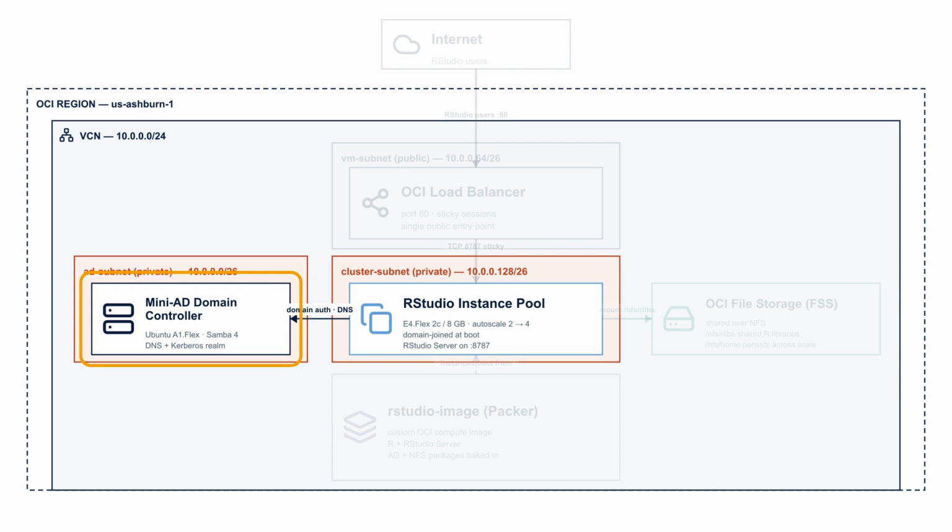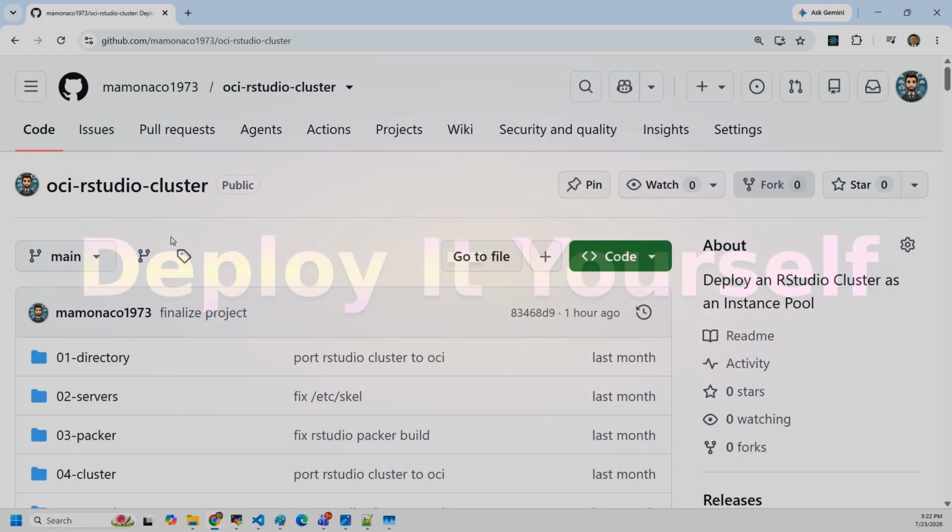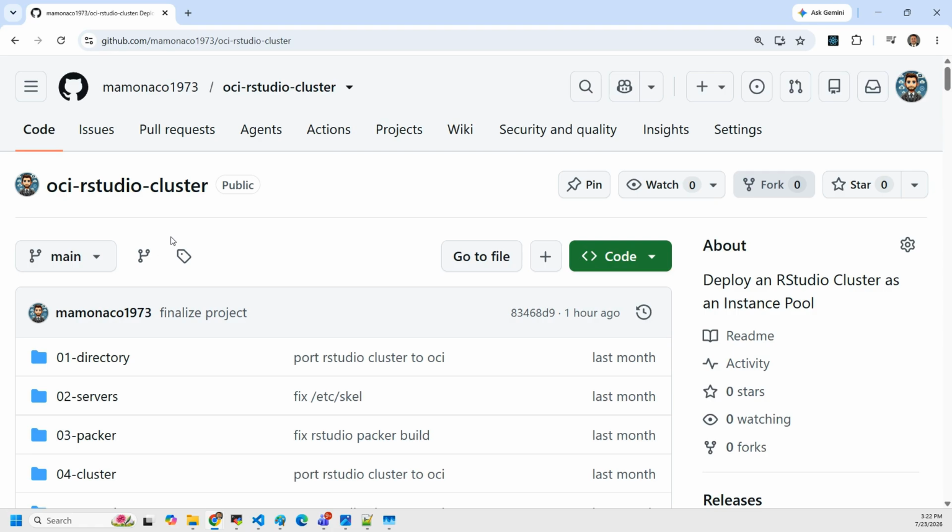Logins are handled by a Mini AD domain controller in its own private subnet. Each node domain joins at boot, so users sign in with one central account, and that controller runs DNS for the whole network too. And the piece that ties it all together, OCI File Storage shared over NFS. Every node mounts it, so shared R packages and user home directories live in one place, and they survive scale downs.